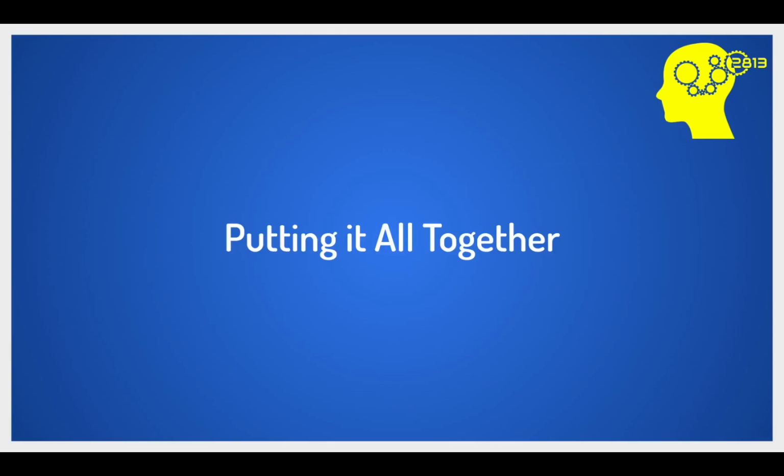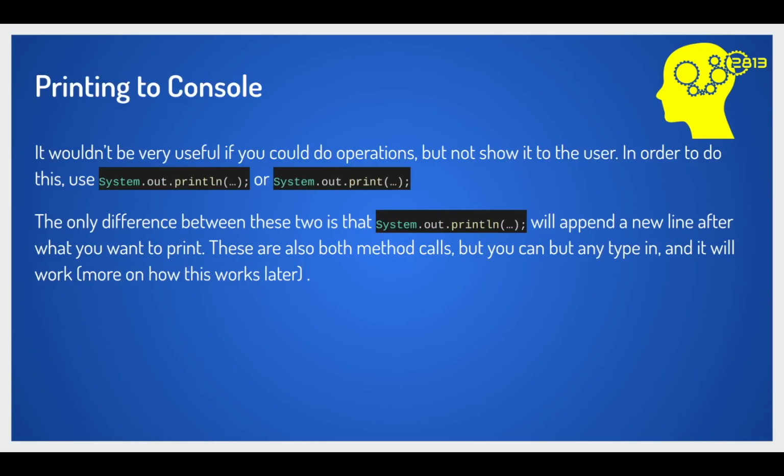Okay, so now putting it all together, first of all, how do you print to the console? The line of code that you need is System.out.println, which you can also replace with System.out.print depending on what you want to do. If you want to print something and then go to the next line and print something else, you would do println. But if you want to print something and then have something directly after it, you would do System.out.print instead.